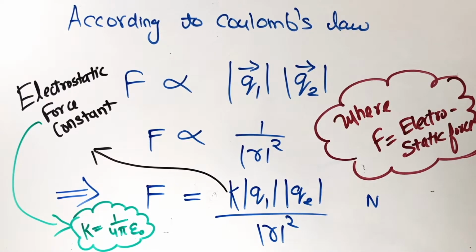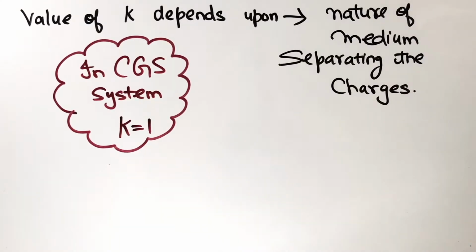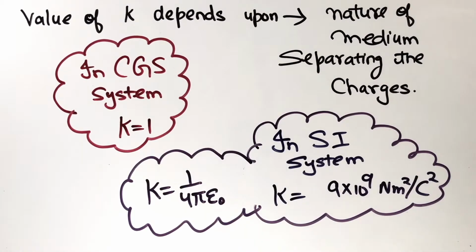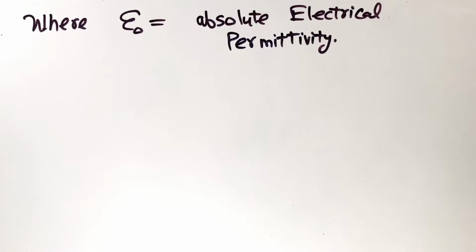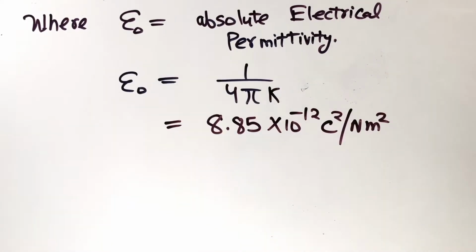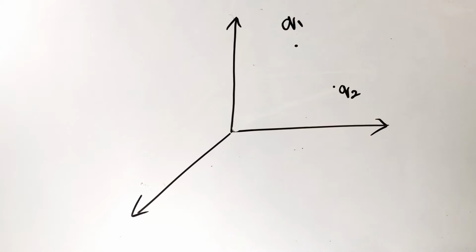In the CGS system, the value of K equals 1 for free space, whereas in the SI system, the value of K is 9 into 10 raised to 9 Newton meter square per Coulomb square, where epsilon naught is the absolute electrical permittivity in vacuum, that is free space. We will talk about epsilon naught in our next video on capacitance. The value of epsilon naught is 8.85 into 10 raised to minus 12 Coulomb square per Newton meter square.